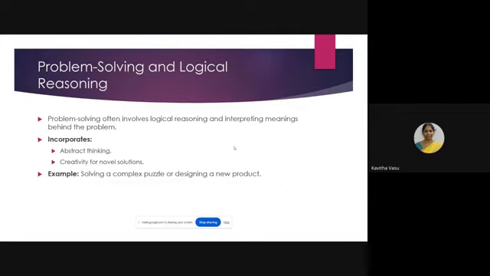Here, the example given is solving complex puzzles or designing new products, involving a mix of logical reasoning and creative thinking. For designing a new product, we have to apply innovative thinking. For a complex puzzle, we already have some experience solving small puzzle problems. And think logically, then only we will solve this problem.